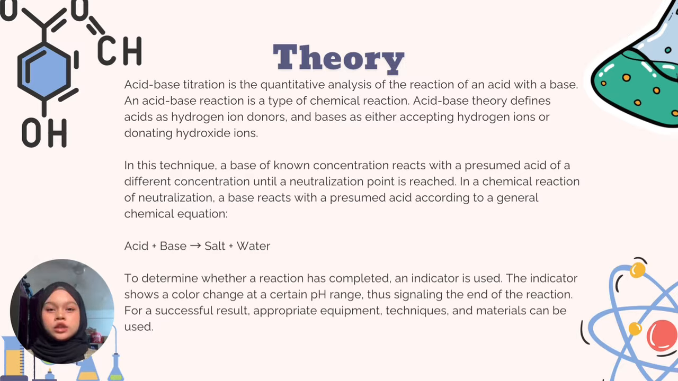In the chemical reaction of neutralization, a base reacts with the acid according to the general chemical equation: acid reacts with base to produce salt and water. To determine whether the reaction has completed, an indicator is used. The indicator shows a color change at a certain pH range, thus signaling the end of the reaction. For a successful result, appropriate equipment, techniques, and materials must be used.